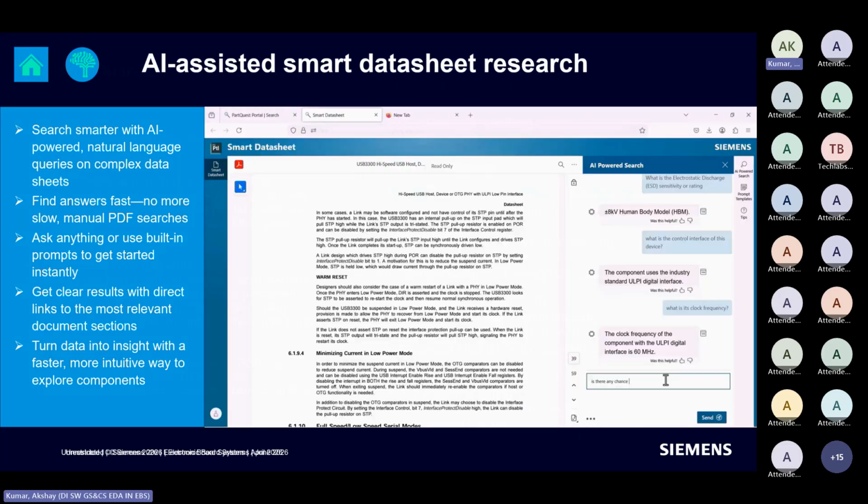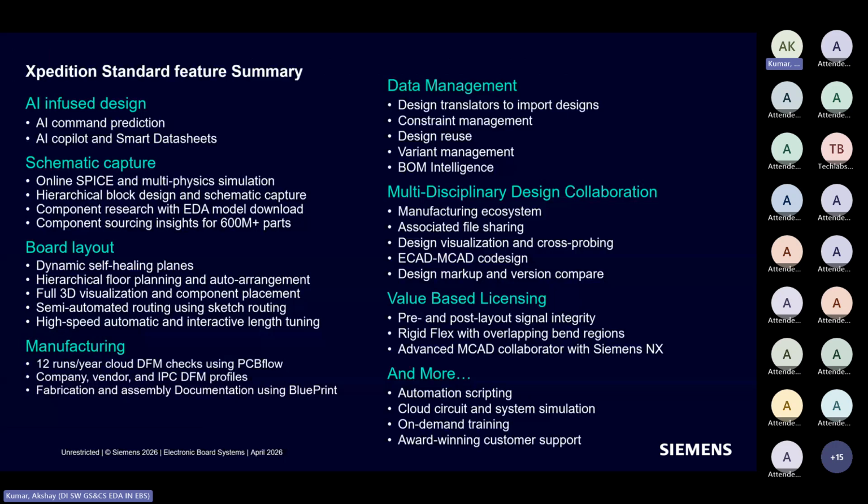Then additionally, yeah, so this is what we discussed till now. Just to summarize, we discussed the AI-infused data sheet and command prediction, right? Then schematic capture, where we discussed all the hierarchical features, then component sourcing with 600 million plus parts with the supply chain. You can have hierarchical block creation or flat schematic creation. Then of course, with the board layout, you can have 3D and 2D views and floor planning, right? You can have automated routing or sketch routing. Then also length matching and length tuning automated facilities are available.